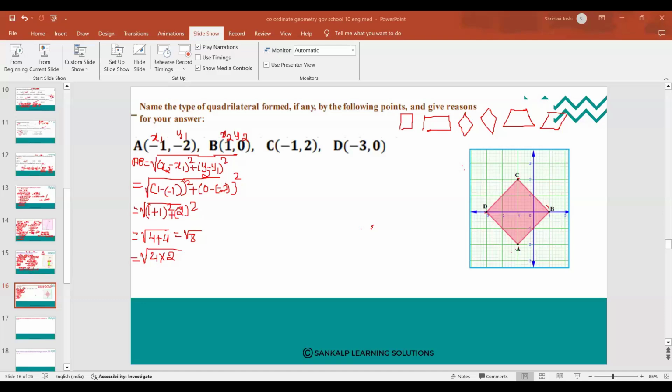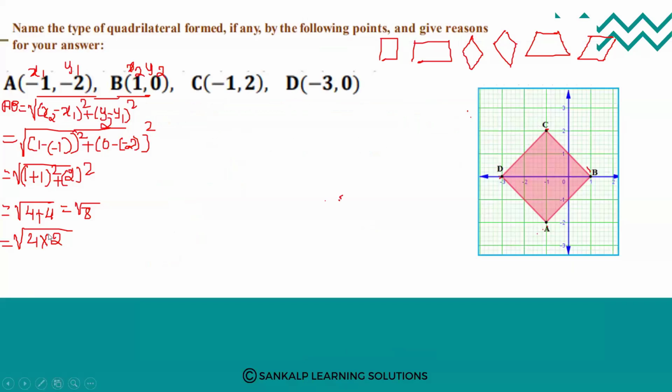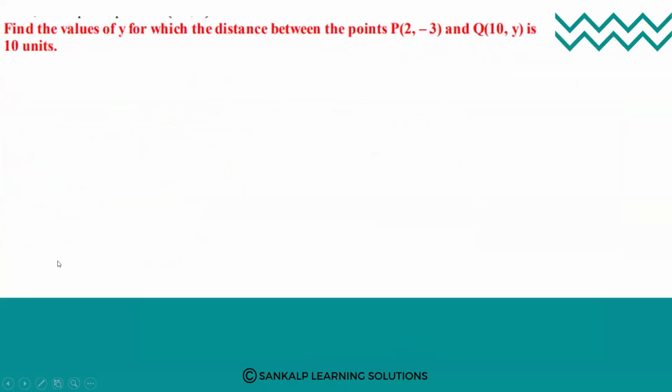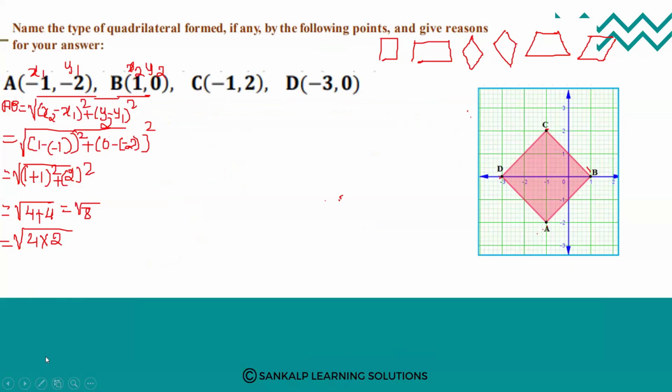Sorry, network issue is there. Okay. So 8 can be written as 4 into 2, right? 4 is a perfect square number. Square root of 4 is 2, so 2 into root 2 I will get. This is the distance between A and B.